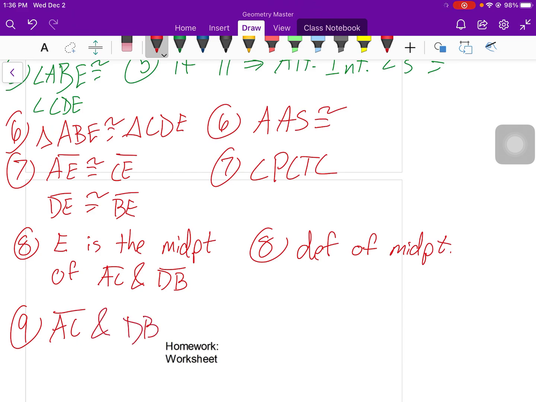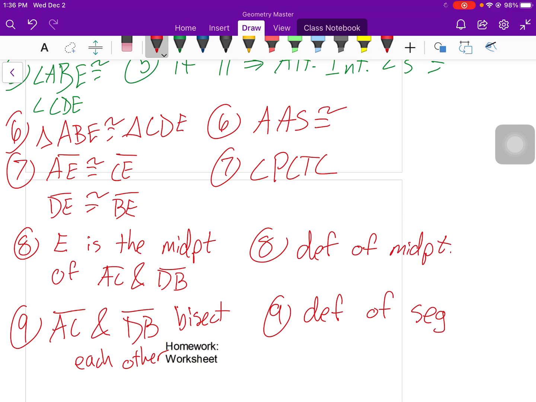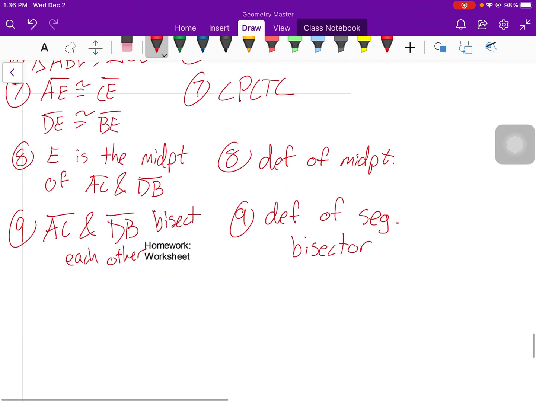Segment AC and segment DB bisect each other. And my reasoning is the definition of, this is one we haven't used in a while, but definition of a segment bisector. We typically are using the angle bisector. Now we're talking the definition of a segment bisector. So if you just wrote definition of bisector, I have to count it wrong because I'm not sure if you're talking about an angle or a segment. So make sure you're being specific.